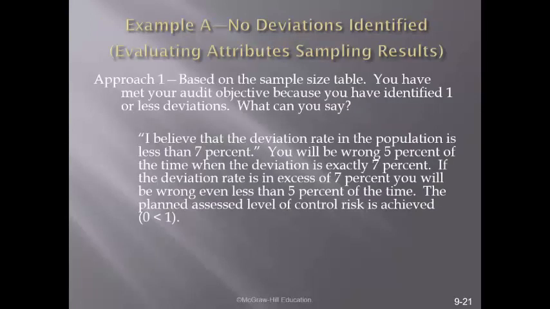Continuing with the example, we have tested the sample and found that there were no deviations in the sample. Using the first approach, we can see that the sample achieved the planned level of control risk of 5% because there was one deviation allowed in the sample and none were found. We can now say that we believe that the population deviation is less than 7% with a 5% risk of assessing control risk too low.